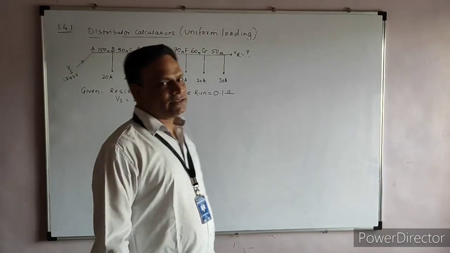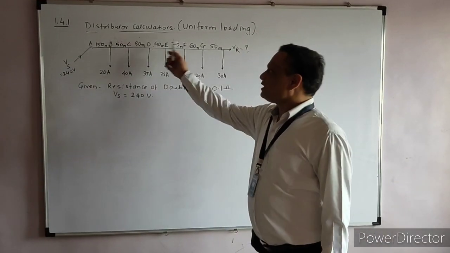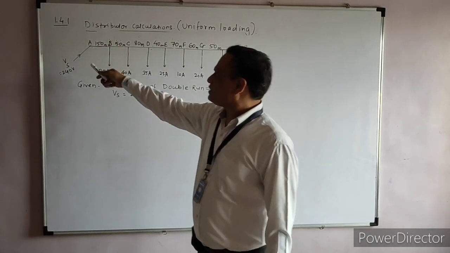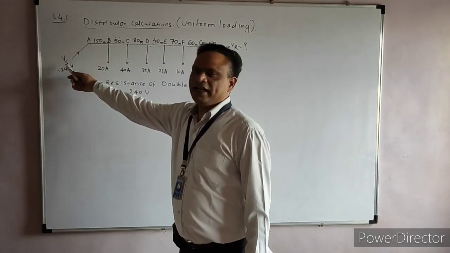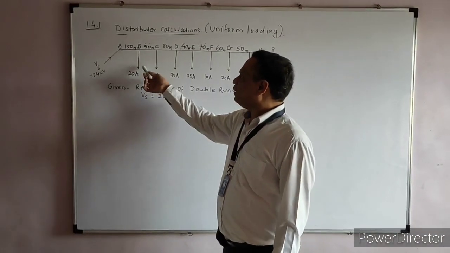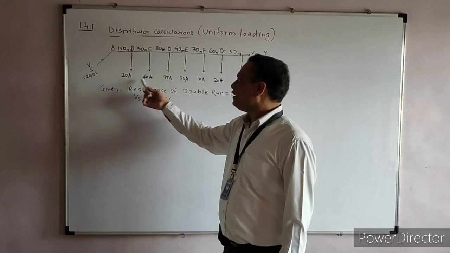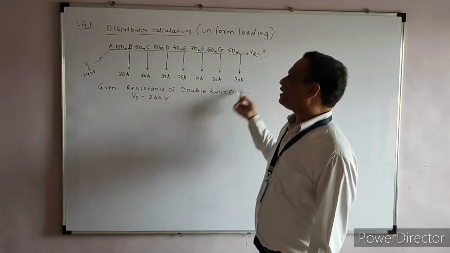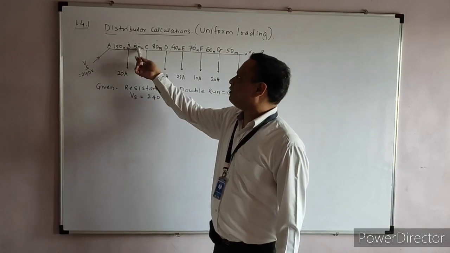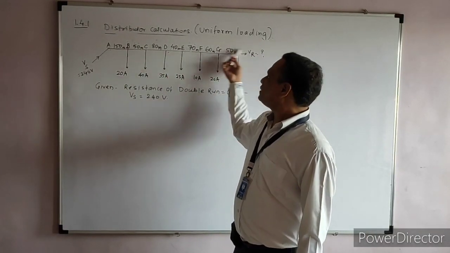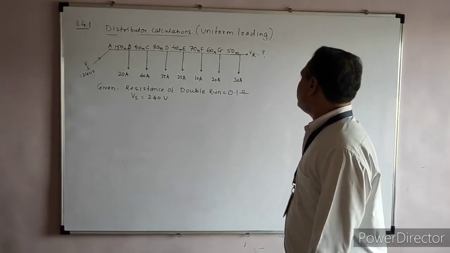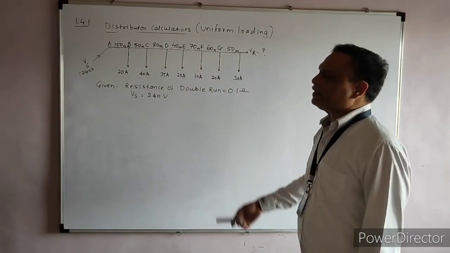So in this example, it has been given that this is a distributor which is supplying, that means the sending end voltage is 240 volts, and the following loads are connected, that means 20, 40, 35 amperes. These loads are connected to this distributor at distances of 150 meter, 50 meter, 80 meter. So these are the various distances given.